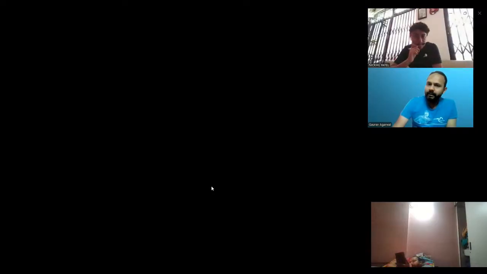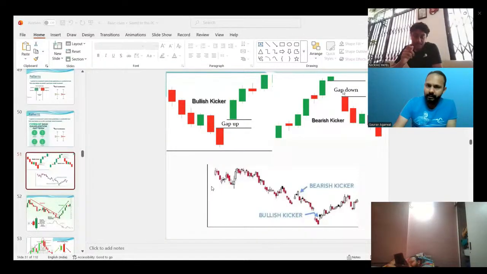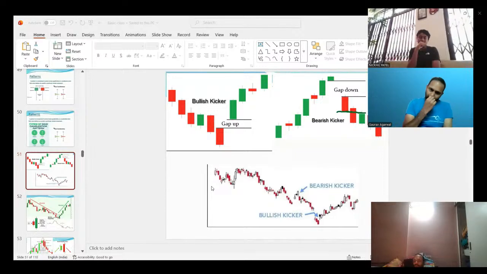So similarly, we have the bearish kicker, right? We have a small candle there at the top, and then we will have a big gap down with a big red candle. Okay. Yes. So the short has to be taken from here. You need to take a short position from here. Yeah, I'm clear with this one. We can close.